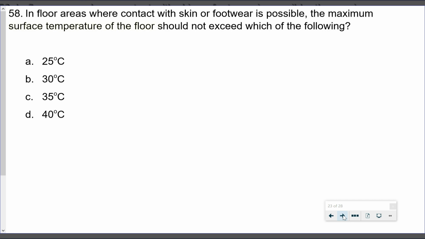Question 58. In floor areas where contact with the skin or footwear is possible, the maximum surface temperature of the floor should not exceed which of the following? And we've got some temperature ranges here.